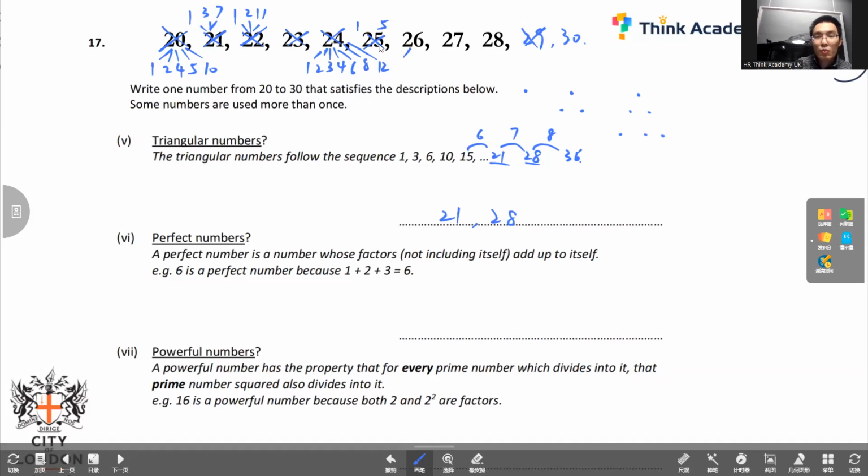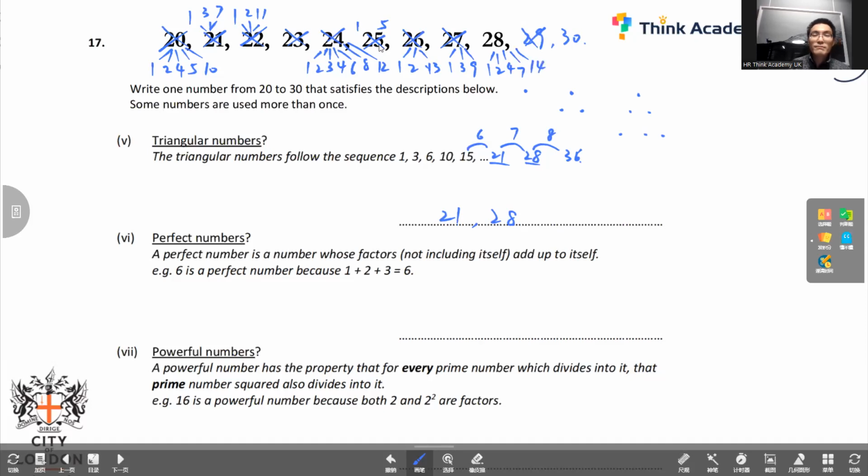Then 26 is 1, 2, 13, and itself. It adds up to 16. So no, still less. 27, we have 1, 3, 9, and itself. It adds up to 13. No, it's less than. 28, we have 1, 2, 4, 7, and then itself.